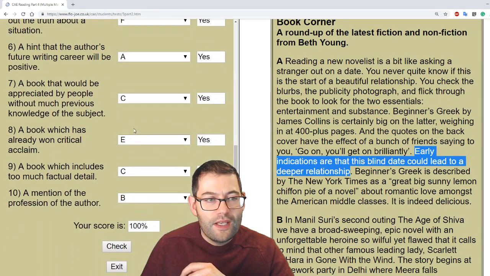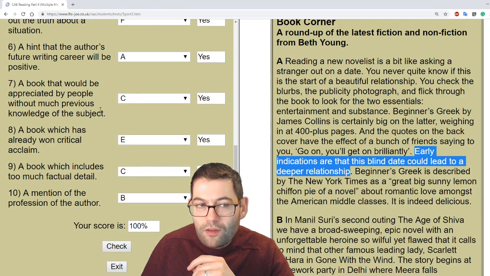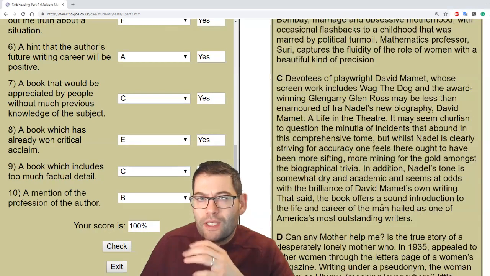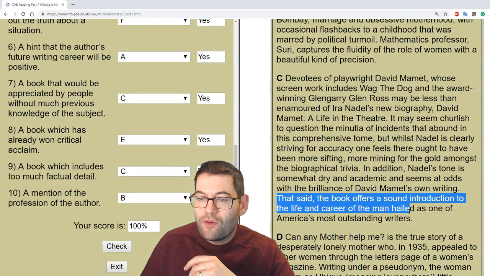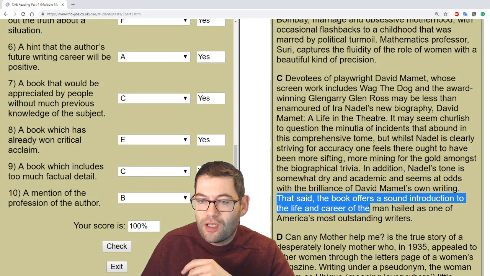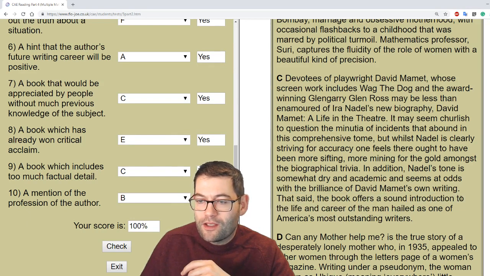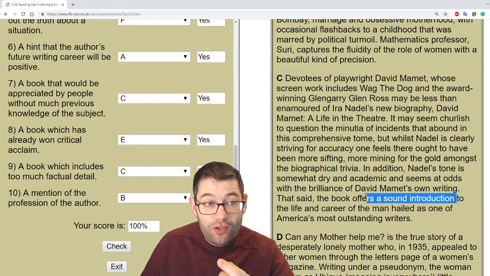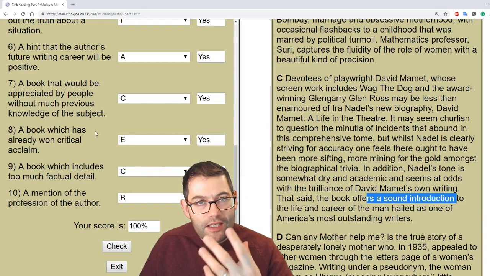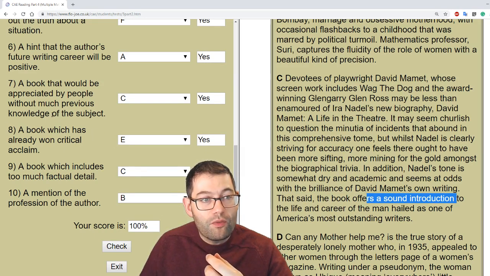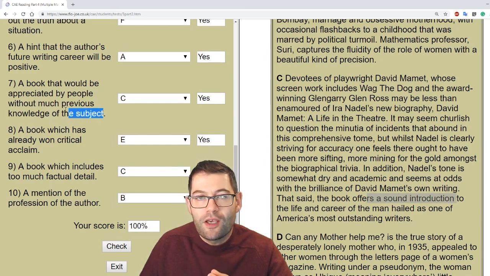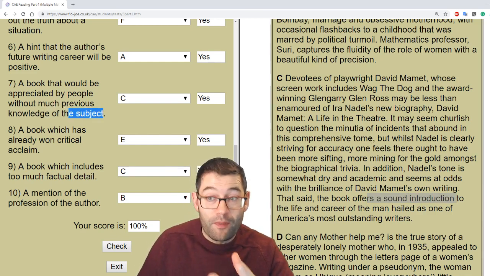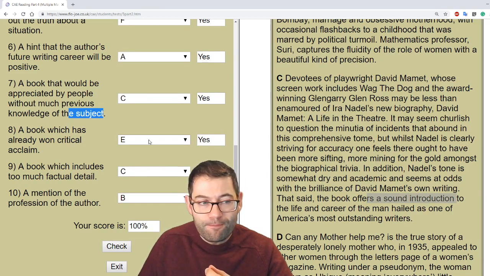For question number 7, it says a book that would be appreciated by people without much previous knowledge of the subject. We can see this in C, where the text says, that said, the book offers a sound introduction to the life and career of the man... So if it's a sound introduction, then this is a clear vocabulary link back to people without much previous knowledge of a particular subject. In this case, not knowing much about the playwright, David Mamet.